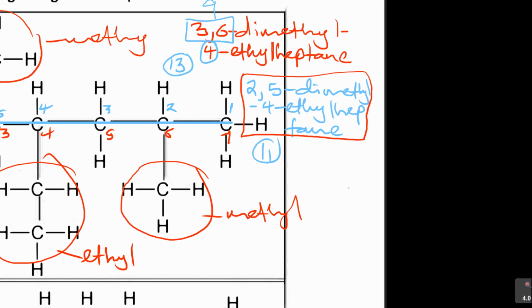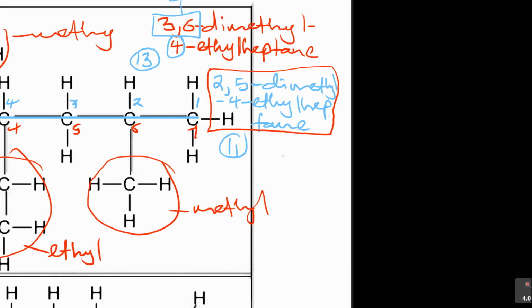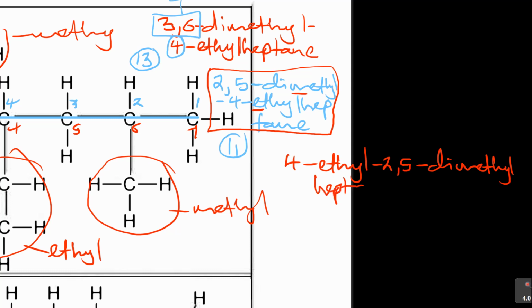Let me write now the full name. The full name also considers the alphabetical order. Remember, methyl, M and E, E and M. So it will be 4-ethyl. Why? Because ethyl starts before methyl. And then hyphen 2,5 hyphen dimethyl. See that? And then as one word, heptane. Then this becomes the name.